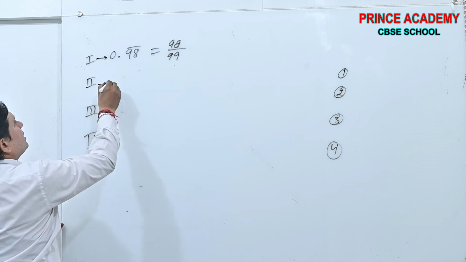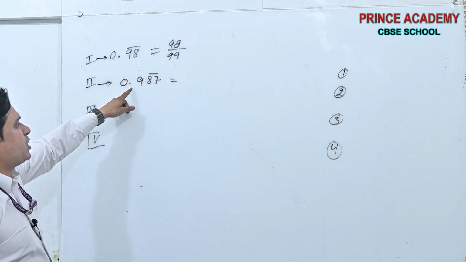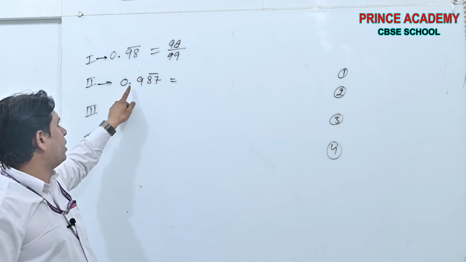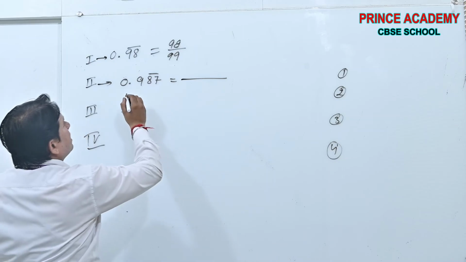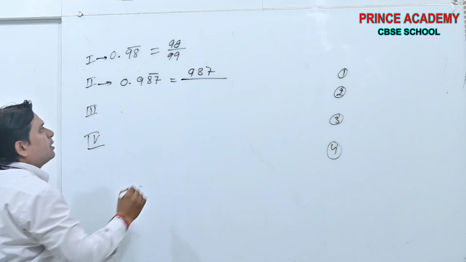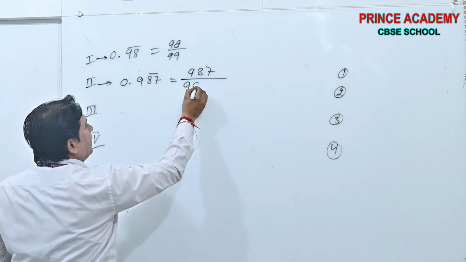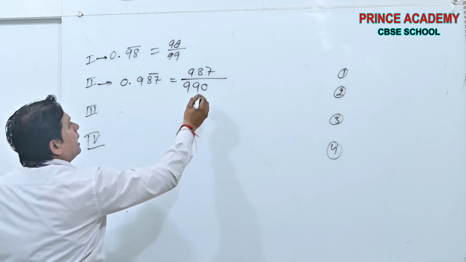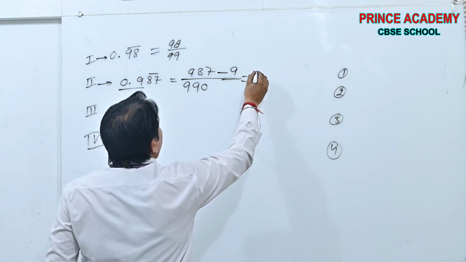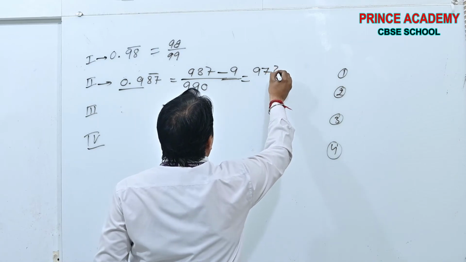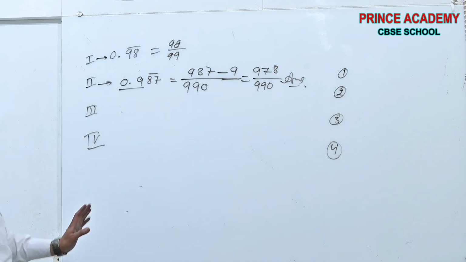Now see here. Second type, 0.987. If you see here, before decimal is nothing. After decimal, one non-repeating is there. Criteria is, write the whole number as it is. For denominator, write 2 9s for the repeating and 1 0 for the non-repeating. And minus the non-repeating part. You will get 978 by 990. This is the answer. Okay, it was so simple.